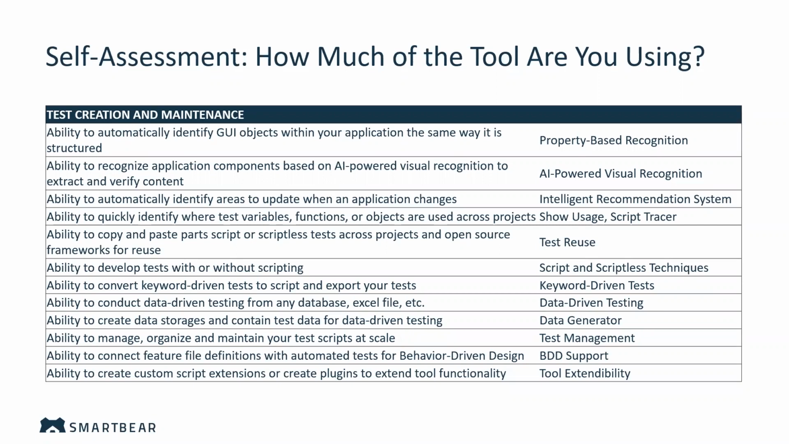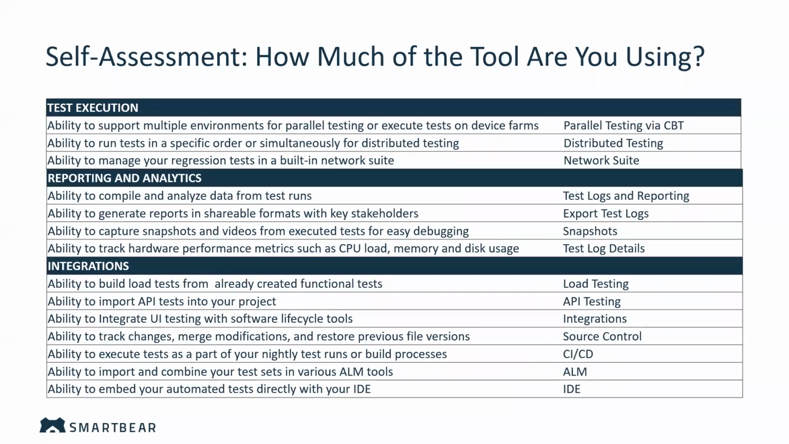So what's the tool's ability to automatically identify areas that have been updated? How can you manage and organize your test scripts at scale? We don't have time to go through all of these in detail, but this session is recorded, so absolutely look back at it and take screenshots as we go. I'm going to move on to the next slide. In the other phases, such as test execution, reporting and analytics, and integrations, these are the areas that we recommend doing a check-in with, based on what we've seen our own customers doing.